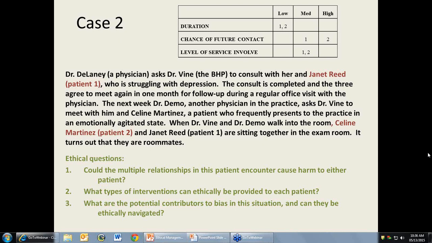So again, the questions we're thinking about with this: could the multiple relationships in this encounter cause harm to either patient? What types of interventions can ethically be provided to each patient? And what are the potential contributors to bias? And can they be ethically navigated?